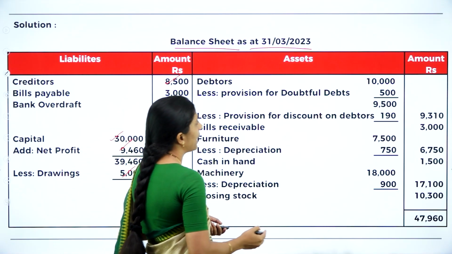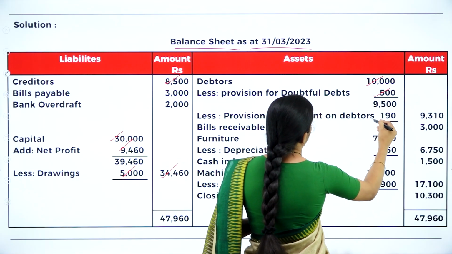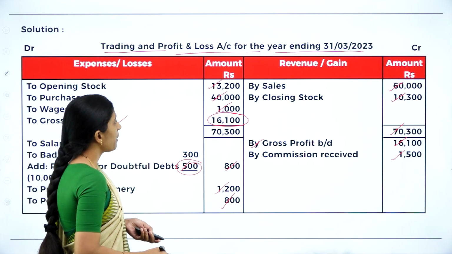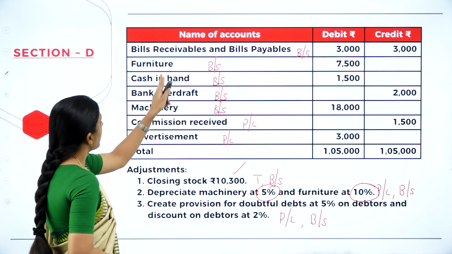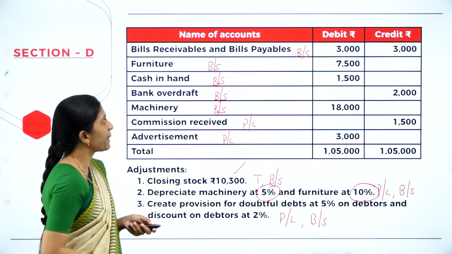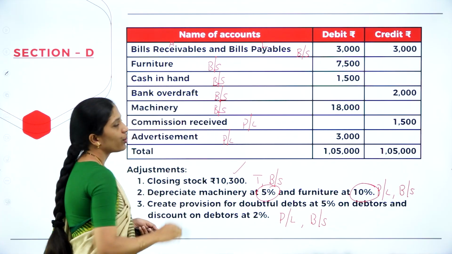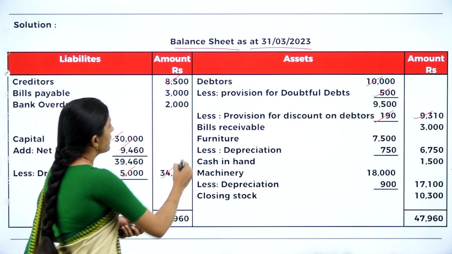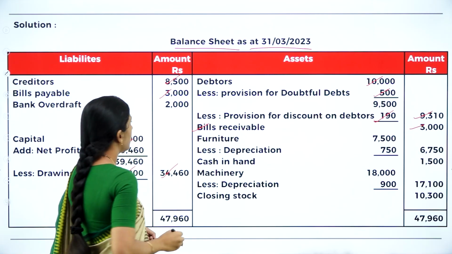Now coming to your debtors, we have provision for doubtful debts 500, discount of rupees 190. So both you have to minus. So debtors is 10,000, provision for doubtful debts 500 minus discount, so it is 9,310. Now coming to the next one. Debtors and creditors are done. Next we have bills receivable and bills payable. Bills receivable is an asset, bills payable is a liability. So you will write bills receivable 3,000 and bills payable 3,000.